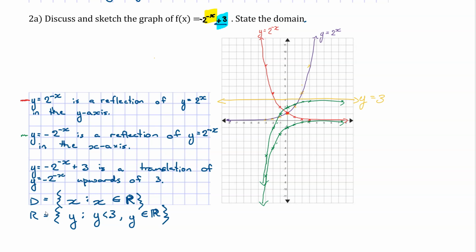So this is an example of how we discuss and sketch the graph f(x) = -2^(-x) + 3.